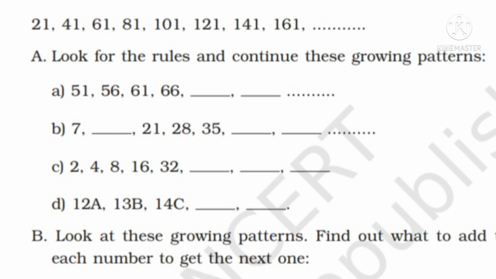51, 56, 61, 66. Then which number will come? Just see 51 and 56, and next row 61 and 66. So next will be 71, 76. Then next will be 81.